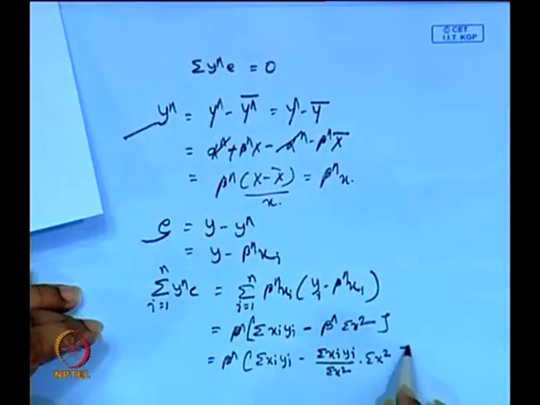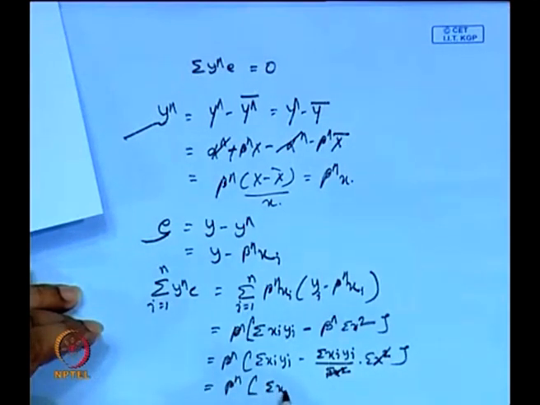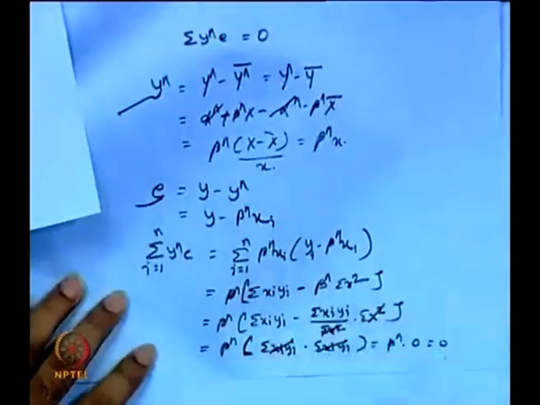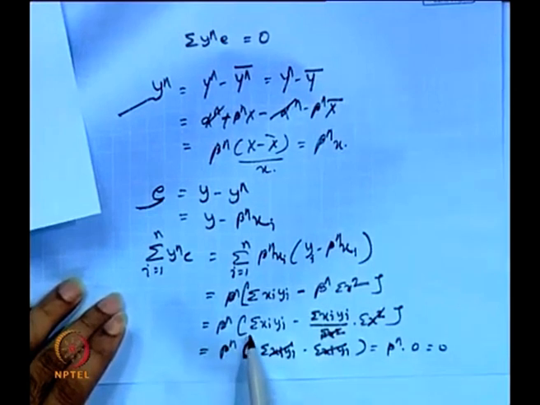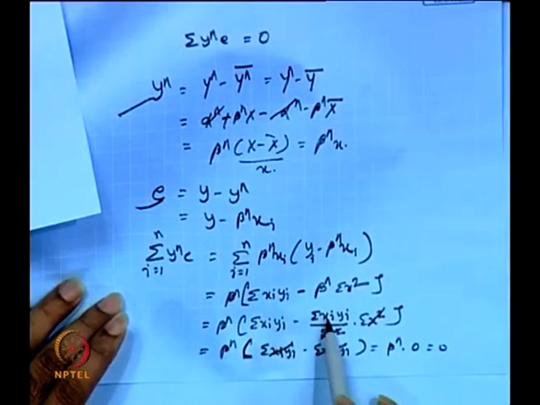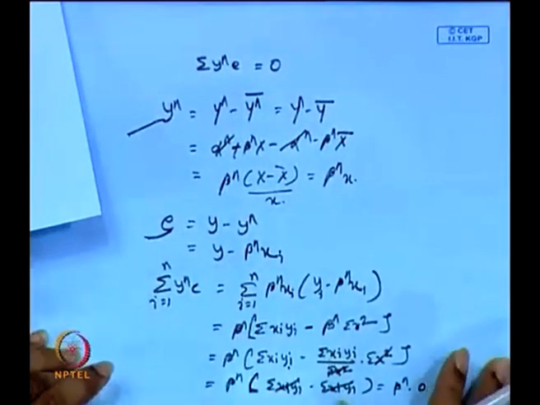So we again have summation x squared, and this summation x squared cancels. That means it equals beta hat into summation x_i y_i minus summation x_i y_i. This and this cancel, so it is nothing but beta hat into 0, which equals 0. So the entire structure is like this: we are just expanding the beta hat value here, summation x squared cancels, and the left out term is summation x_i y_i, so it equals 0. Now we have proved that summation y hat e equals 0.